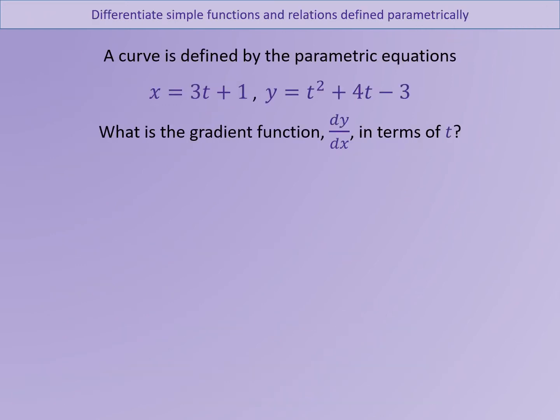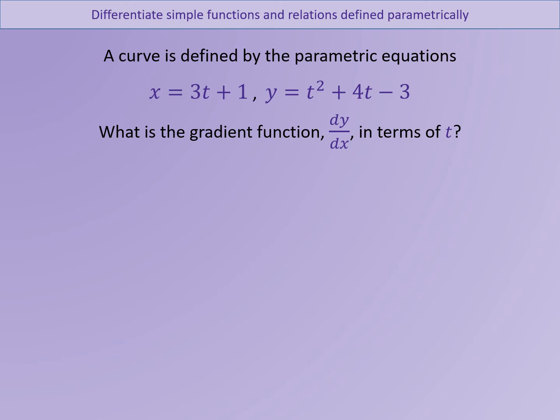Okay, so I know the curve is defined with those two equations. And what I'd like to do is find the gradient, dy over dx, in terms of t. Okay, so I'm just going to pause there. I would like you to have a go at working that out using your skills of rearranging a parametric equation into a Cartesian equation. Okay, so let's see how far you got.